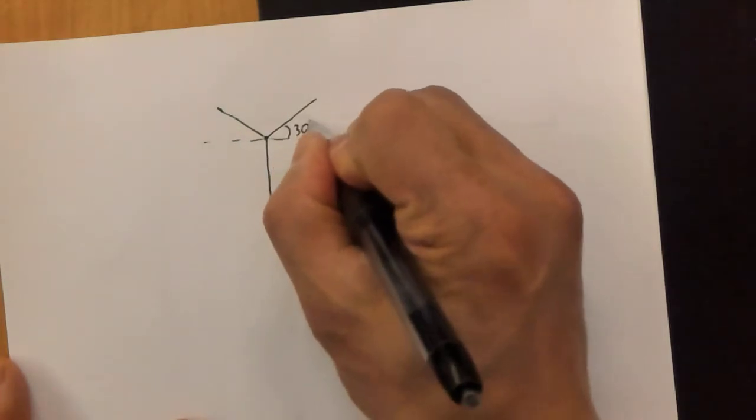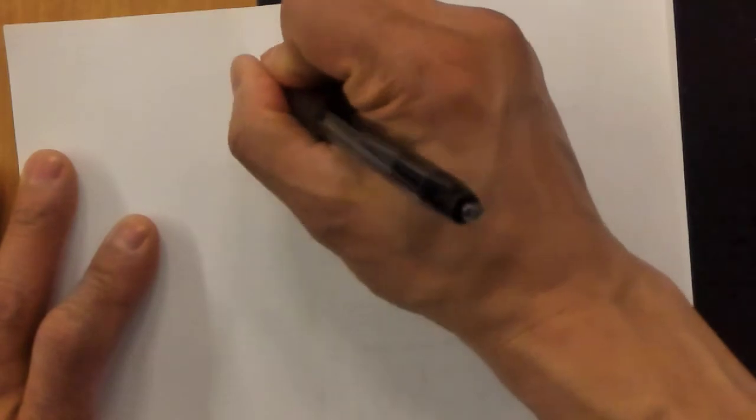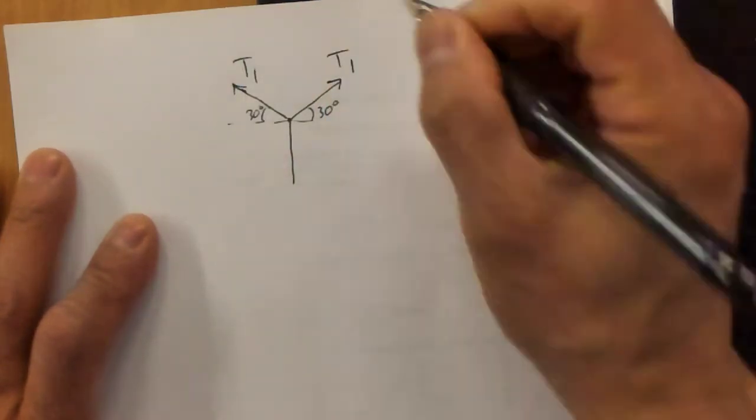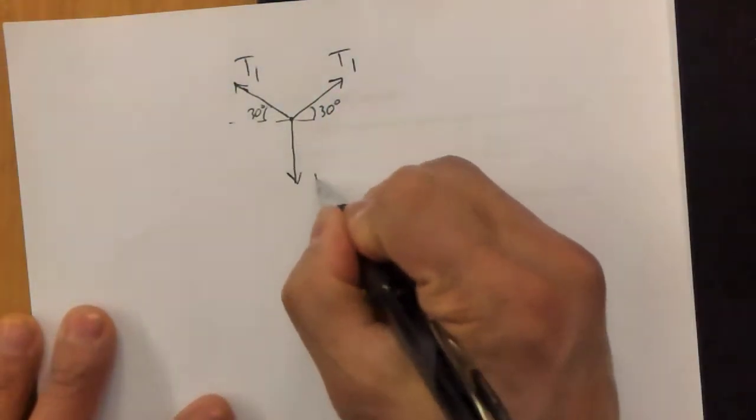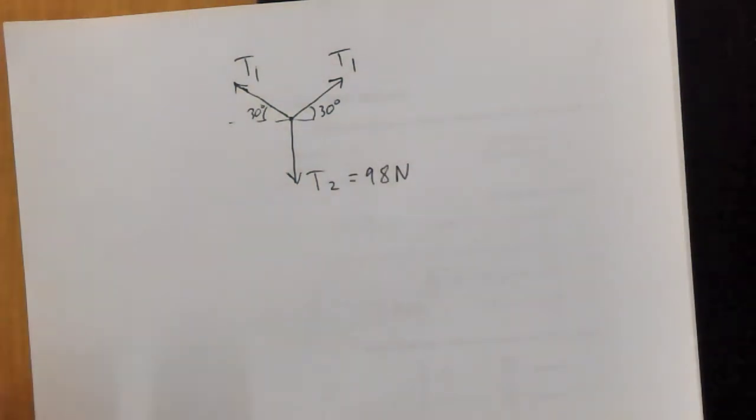And we have 30 degrees here, 30 degrees there. All right, so we're going to focus on this little dot. It's essentially a mass with 0 mass. Okay? Don't worry, it's not more complicated than if it had a mass. It'll turn out to be pretty straightforward. Okay, so we have tension T1 like this. We have tension T1 again like this. We have tension T2 going down. And we already know that the tension is 98 newtons.